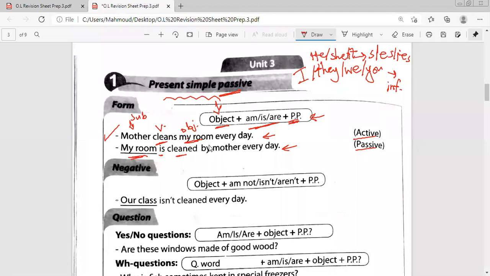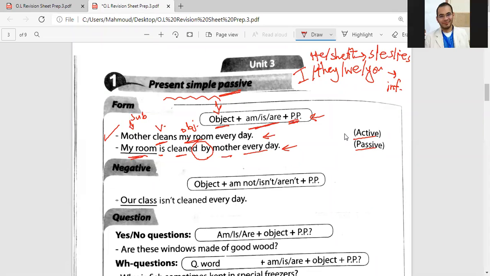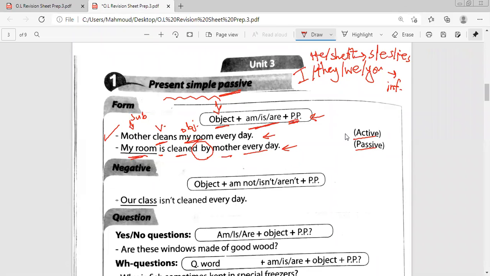And then you will put the preposition by and then the subject, by mother. My room is cleaned by mother every day. So in this way, you can say that you have changed from the active into passive.